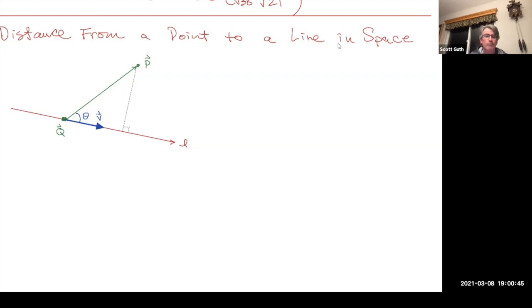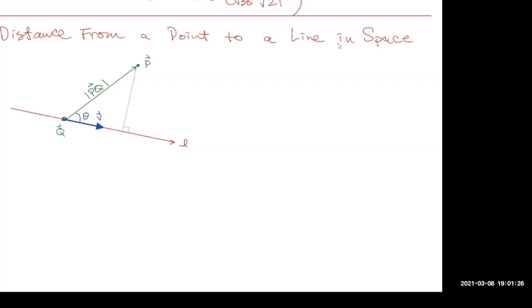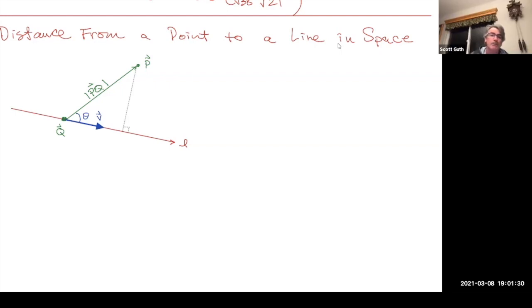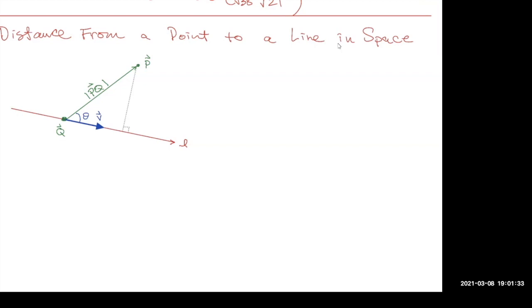And if you want, we can identify this vector here as, this would be the magnitude of PQ, I guess, like that. And then I feel like we need to take, if we want this distance here, do we want a sine or a cosine? Which distance? The dotted line there. We're trying to do the distance from the point to the line. That'd be a sine.